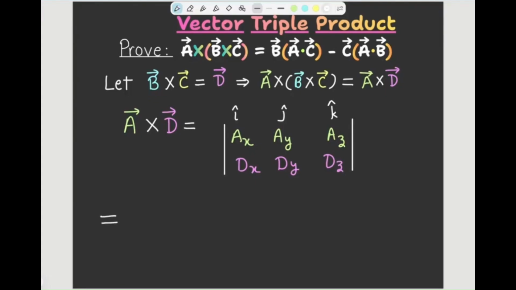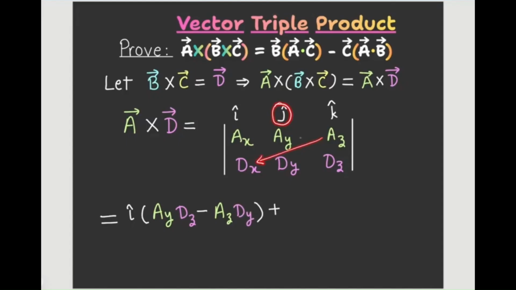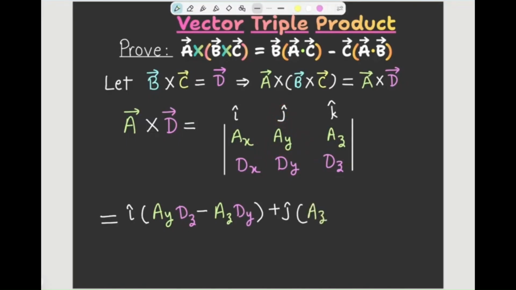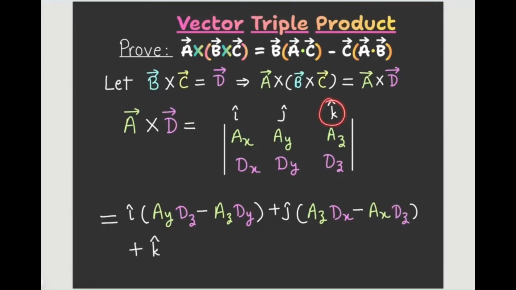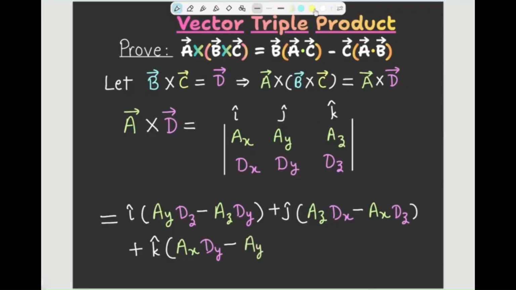We get vector A cross D equal to the unit vector i hat times (ay dz minus az dy) plus the unit vector j hat times (az dx minus ax dz) plus the unit vector k hat times (ax dy minus ay dx). Now, let's revert our attention to our original goal, and that was to evaluate the vector triple product A cross B cross C in terms of the vectors A, B, and C.